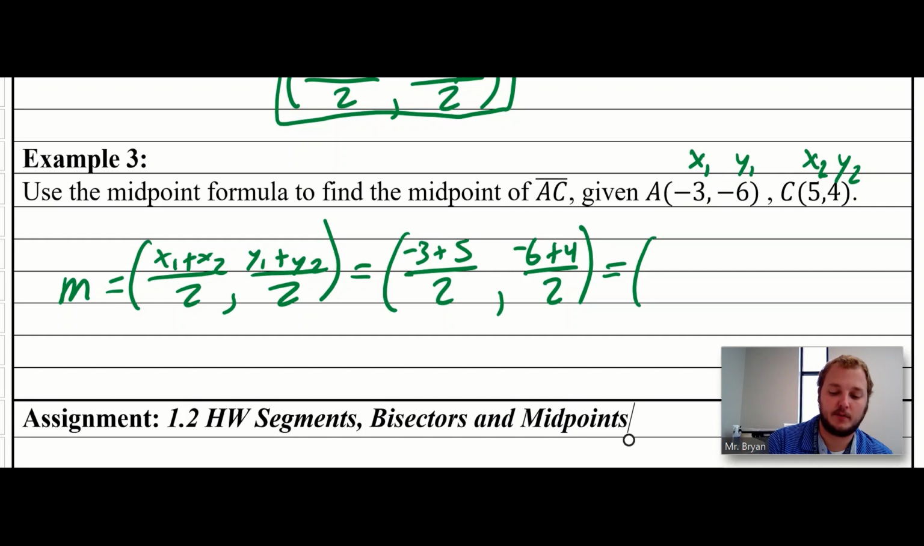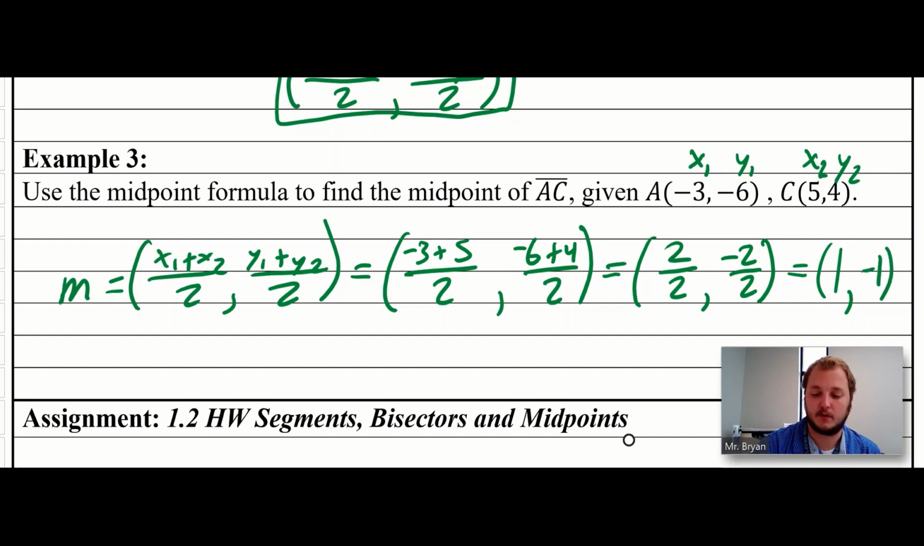So we have -3 plus 5. Make sure we understand how to add and subtract negative numbers. In that case, that is 2, and then divided by 2. And then the other one here, -6 plus 4. I know it's going to get more positive since I'm adding, but it's not going to get to positive just yet. So it'd be -2 and then over 2. And then final step here, 2 divided by 2 is just 1. And then in a similar fashion, -2 divided by 2 is just -1. And this would be my final answer here.